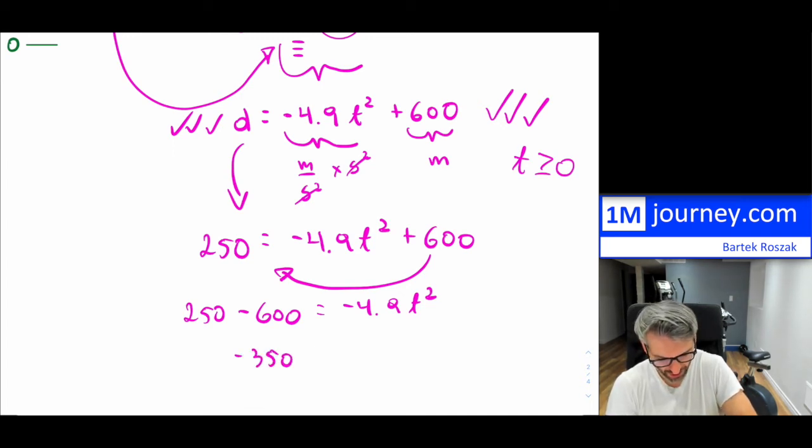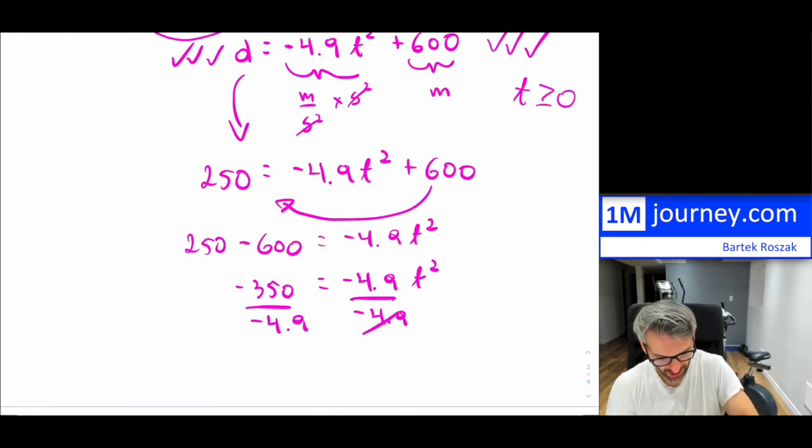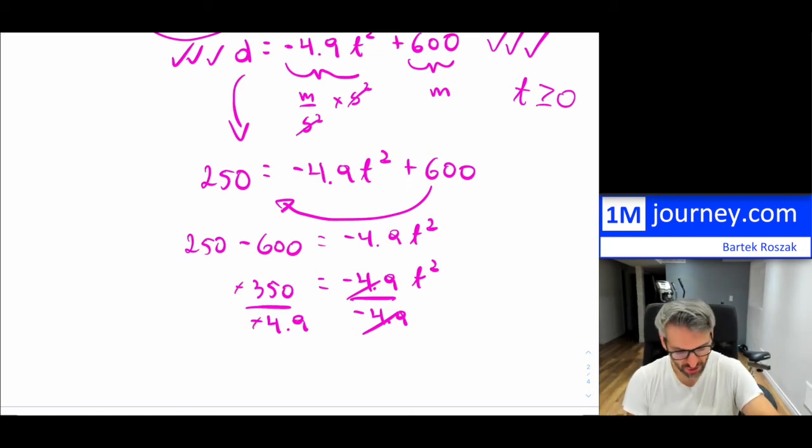That's what you have there. And then dividing both sides, we're going to divide by negative 4.9, and that's going to cancel this off. So the negatives will cancel. And now you still have this squared. Now to get rid of the square, you can take the square root of both sides.